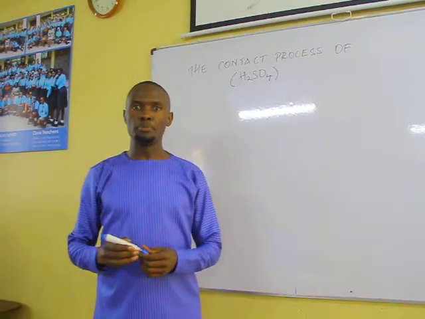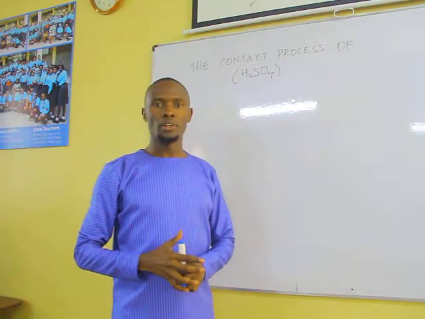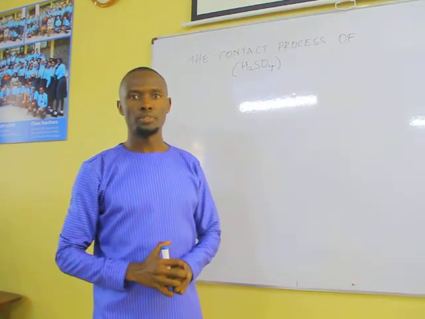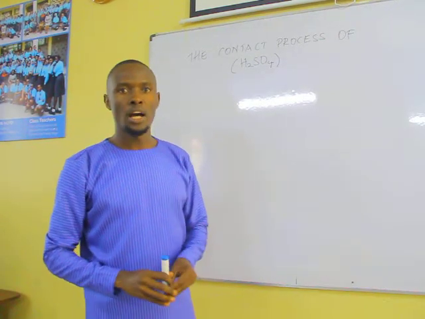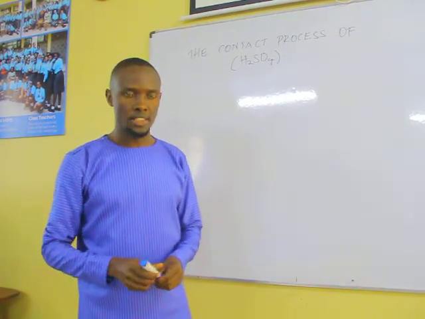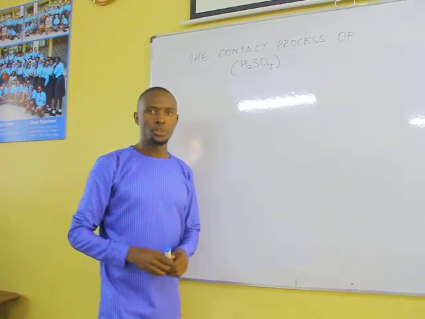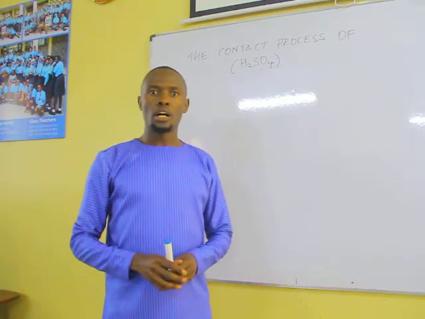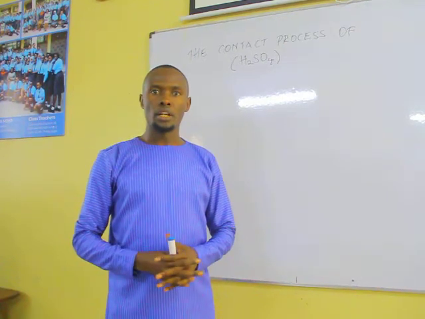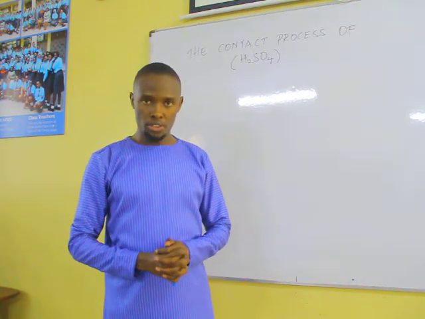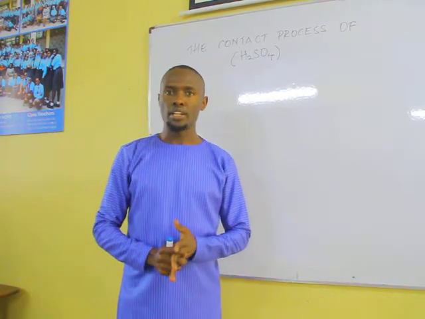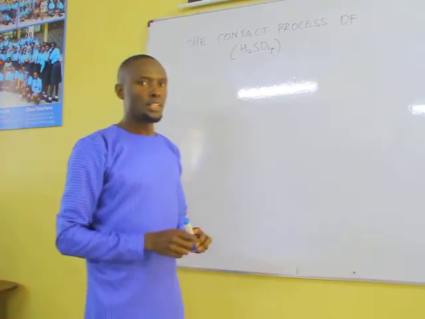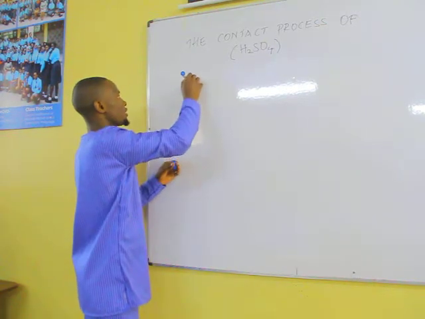Sulfuric acid is an important chemical that is used in industry for the manufacture of detergents, fabrics, and also fertilizers. Due to its importance, we are going to form it in our industries for these purposes. And for us to form sulfuric acid, we need the raw materials for this process.